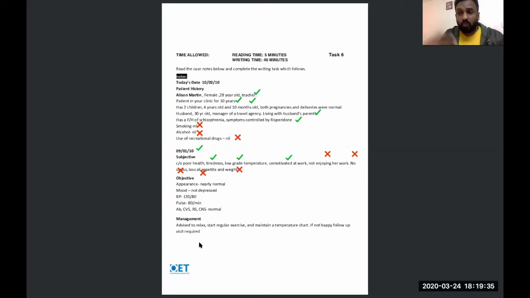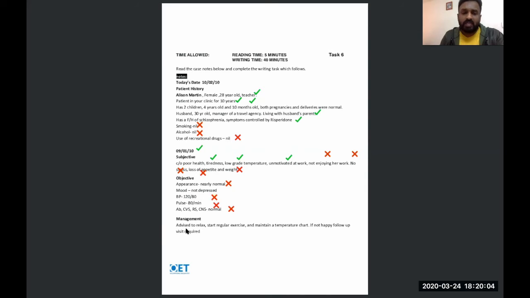Now let's see from objective, do we need anything? Appearance is nearly normal, so it's not very important. Mood, not depressed. It's a neutral information. If you want, you can take it, and even if you don't take it, it's completely fine. It is not that vital, because in the recent event the patient was completely depressed, and we are going to mention that anyway. Blood pressure is normal, pulse is normal, vitals are normal. So here also we have approximately 4 pieces of information to mention.